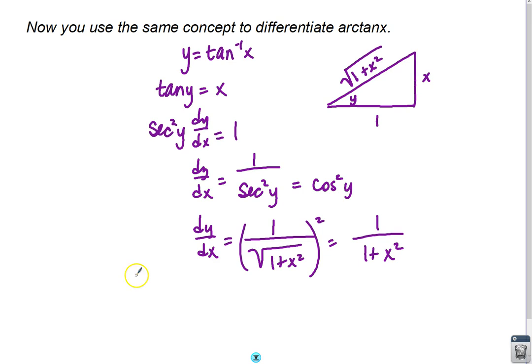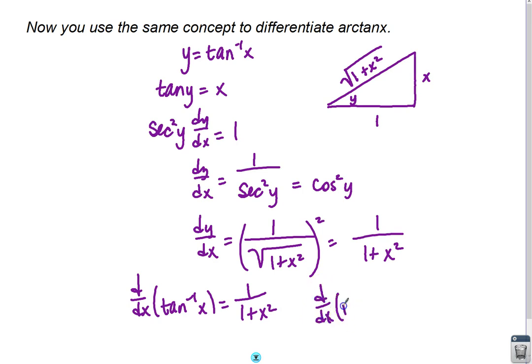Okay, so that means the derivative of the tangent inverse function is just 1 over 1 plus x squared. If you did it as tangent inverse of u, it's going to be u prime over 1 plus u squared. Okay? Again, we just talked about how co-functions, the only difference would be the negative.